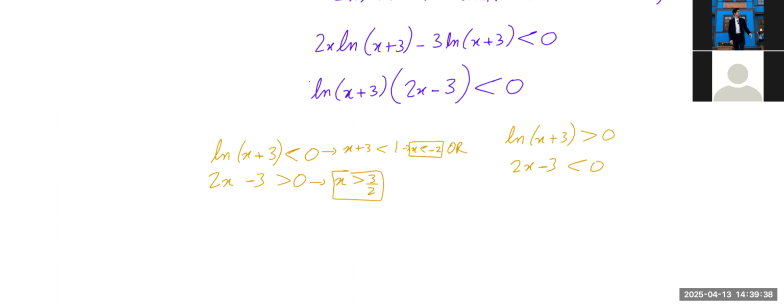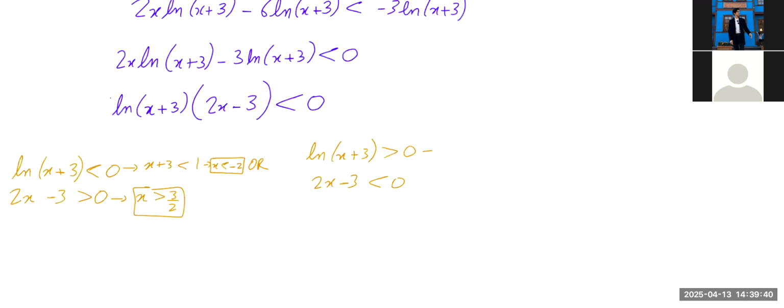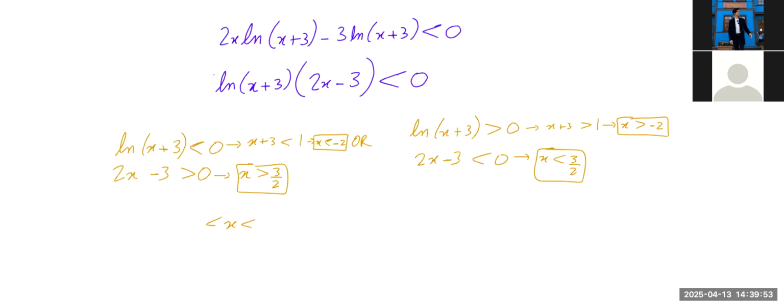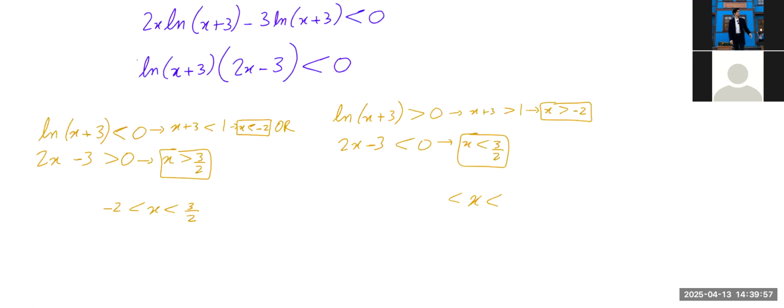So this is one case. The other case would be that x plus 3 has to be more than 1, which means x has to be more than negative 2. And from here, x has to be less than 3 over 2. So ultimately, this case is x has to be between negative 2 and 3 over 2. And for this case, x has to be between negative 2 and 3 over 2 again, actually. Wow. Okay, both of them give you the same answer.